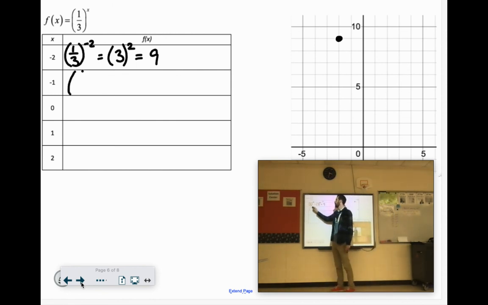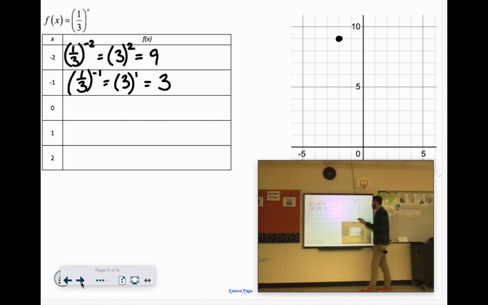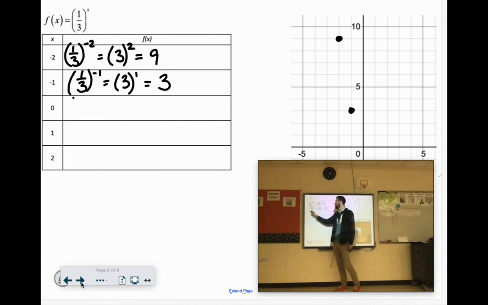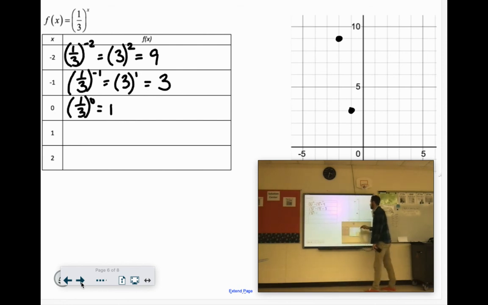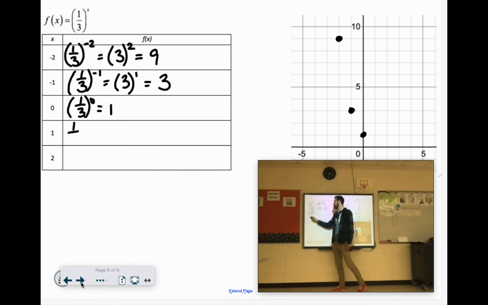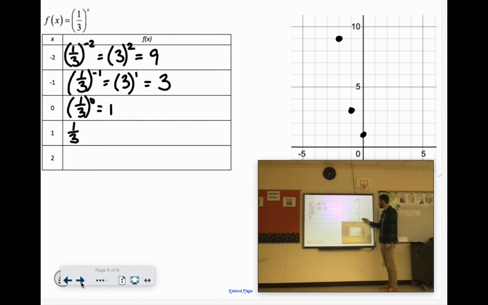Now we got to do 1/3 to the negative first power. Flip it, 3, make it to the positive first power. 3 to the first power is just 3. So we have -1, 3. To the 0 power, anything to the 0 power is just 1. So 0, 1. 1/3 to the first power is just 1/3. Now as a decimal, that's 0.3 repeating. So we're at 1 and 0.3 repeating, 1/3 of the way up there to 1.